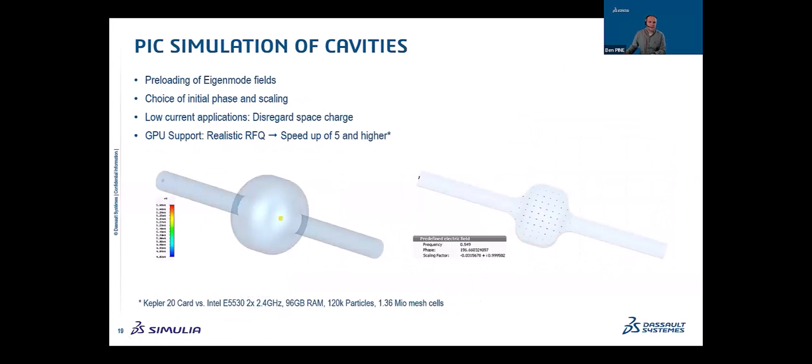And similar to multipaction, but more important, the thing we're most interested in is simulating the acceleration of the particles themselves. So we can do a particle-in-cell simulation of these cavities where we preload the eigenmode fields. We can choose initial phase and scaling of the particle beam. And for low current applications, you could disregard space charge as well. And as Richard mentioned, there is GPU support. So for a realistic RFQ simulated in CST, you can get a speed-up factor of 5 or higher with the right hardware, which, as Richard said, is something to be noted.